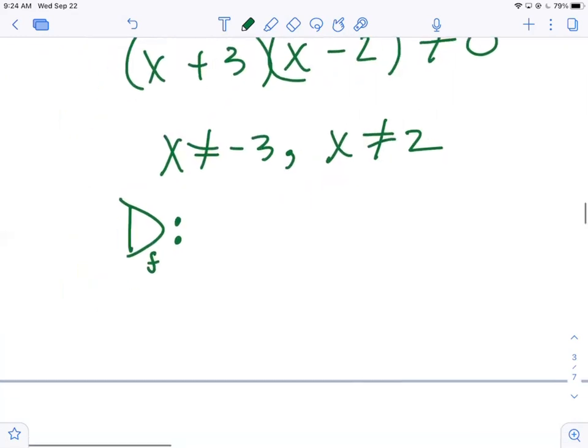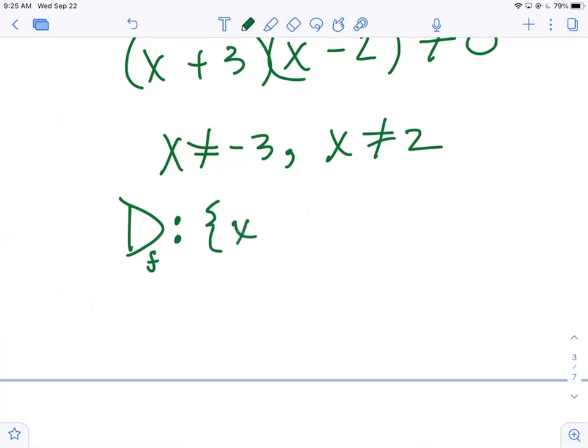Now, there's two ways to do it. You could do set builder notation. It would be the set of all x such that.